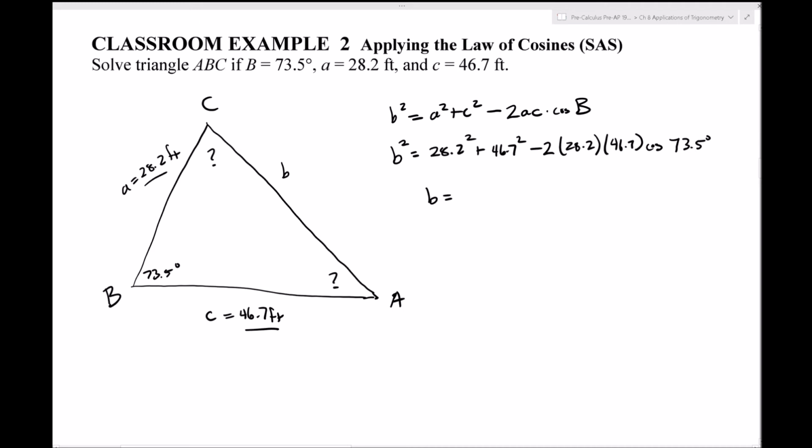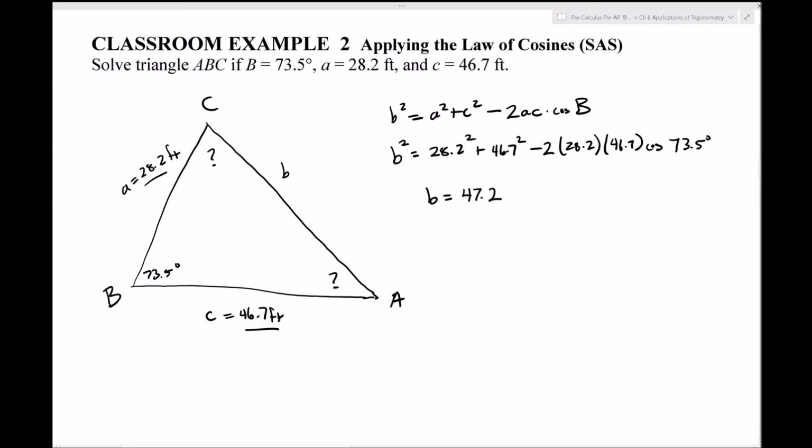So I'm typing in square root first. Make sure inside of the square root, 28.2 squared, 46.7 squared added to that, and then subtracting 2 times 28.2 times 46.7 times cosine, make sure you're in degrees, 73.5. And I'm double checking to see that I typed this in correctly, and it looks fine. Yeah. Press enter, and I'm getting 47.2.